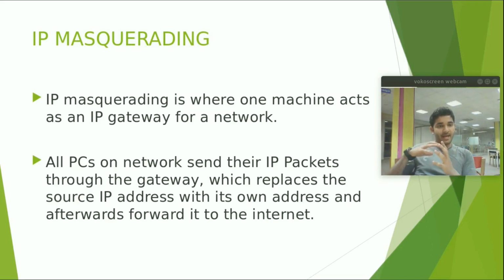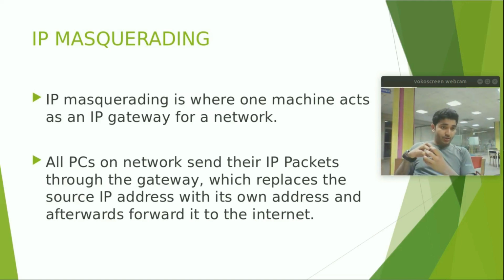In IP aliasing, we had multiple IP addresses assigned to a single network. In IP masquerading, you have one machine that acts as an IP gateway for a network. For example, you have private machines on a network, and all those private machines communicate with the internet using one single machine, which is a gateway.